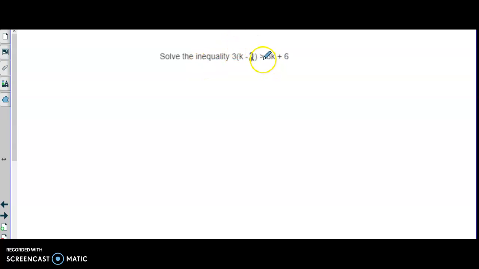So to solve this inequality, we're going to draw our line down our symbol, and then we're going to distribute. 3 times k is 3k. 3 times -2 is -6. My symbol stays the same. And I'm just bringing down the rest.